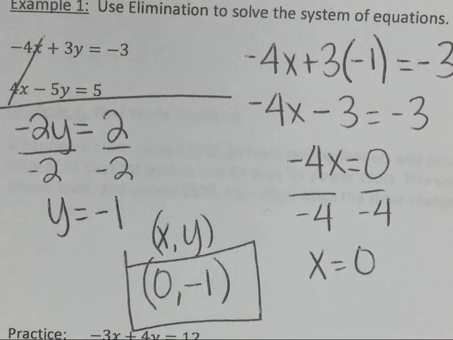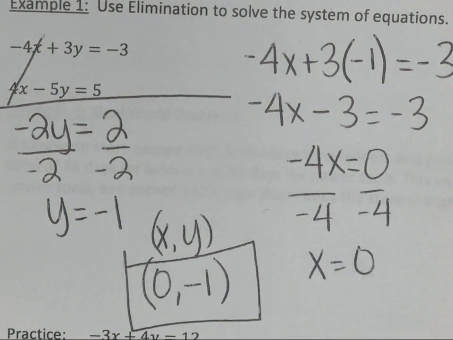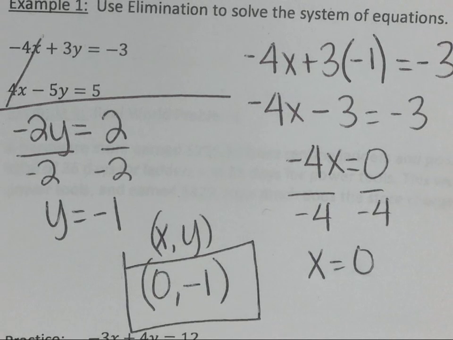So if we graphed these, where would these two lines cross? At 0, negative 1. And that's going to be the solution that satisfies both of these equations. Okay. Questions?